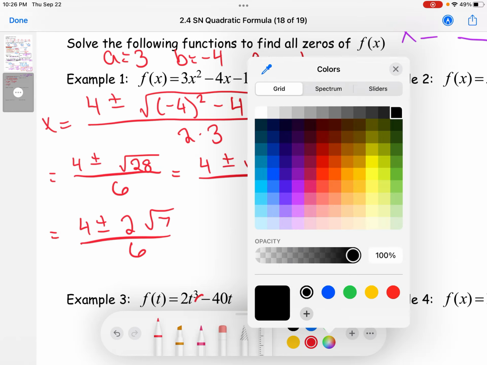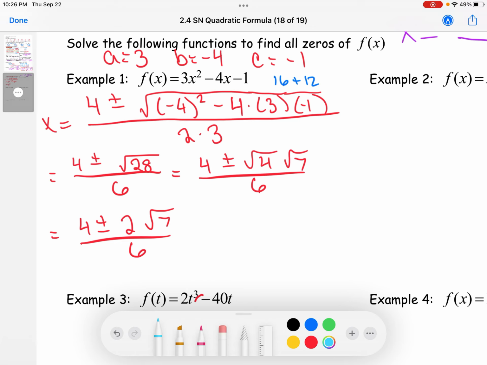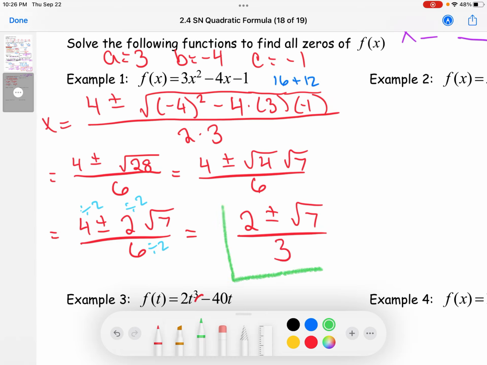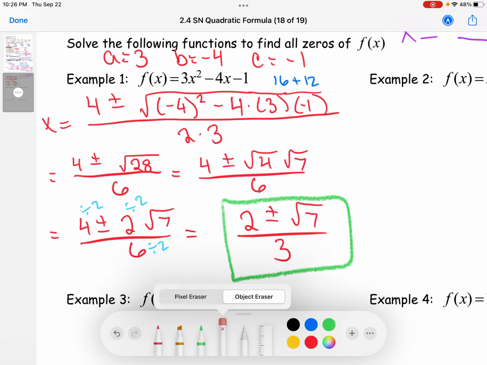And you're looking at this and going, whoosh, we're done. Okay, not quite, sorry. Each of these terms will divide by 2, so we do need to take it one step further. So then that's 2 plus or minus the square root of 7 all over 3. And this is our simplified solution. Realize that does represent two values of x. One's the plus, one's the minus.